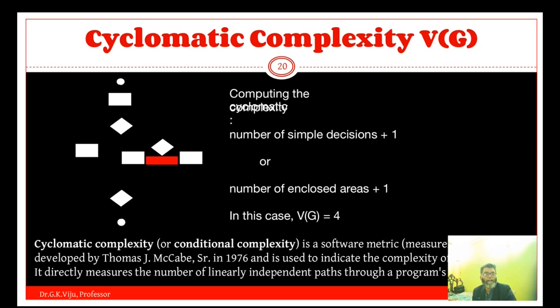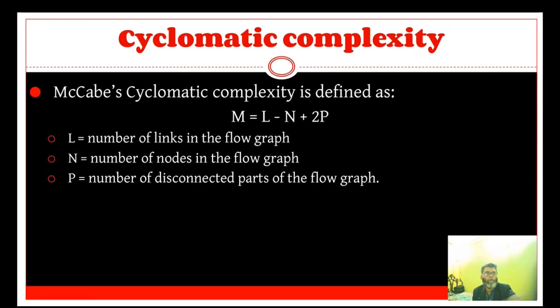The nodes of the graph correspond to indivisible groups of commands of a program, and a directed edge connects two nodes if the second command might be executed immediately after the first command. Cyclomatic complexity may also be applied to individual functions, modules, methods, or classes within the program. So here, in order to compute the cyclomatic complexity, number of simple decisions or number of enclosed areas plus 1. In this case, it is Vg equal to 4.